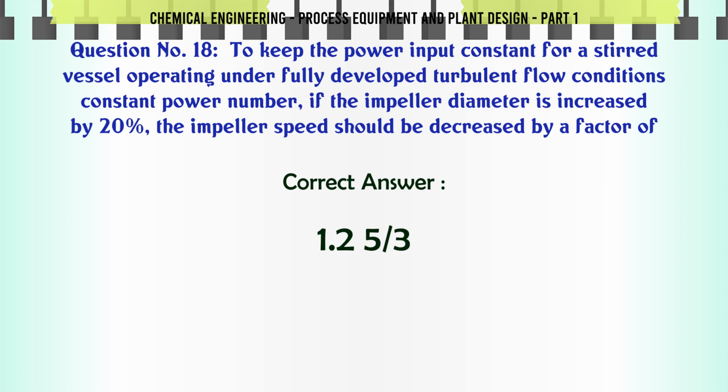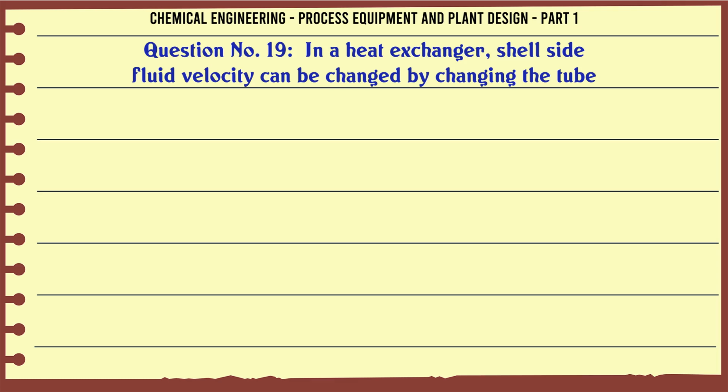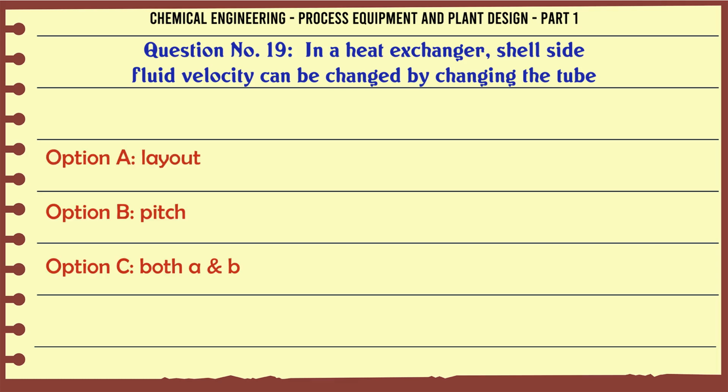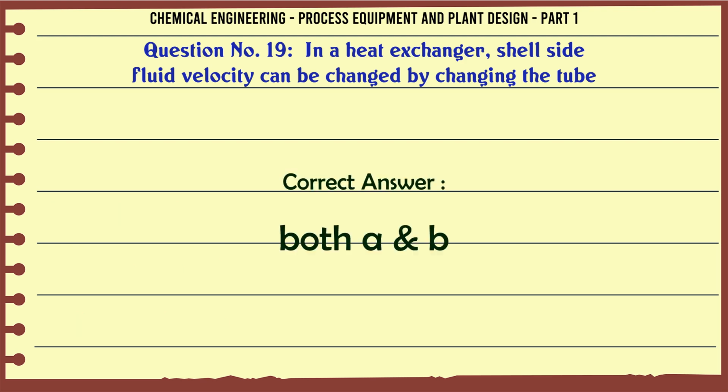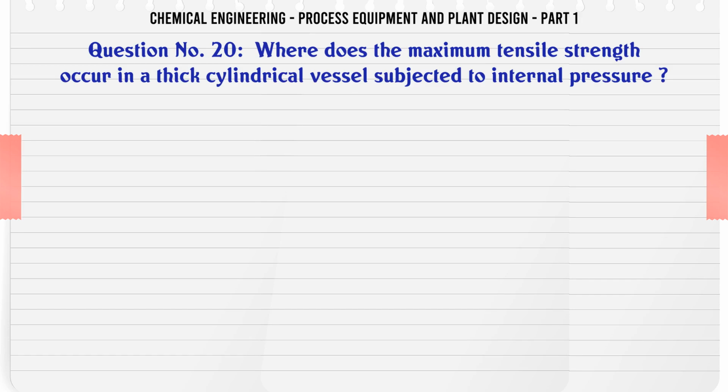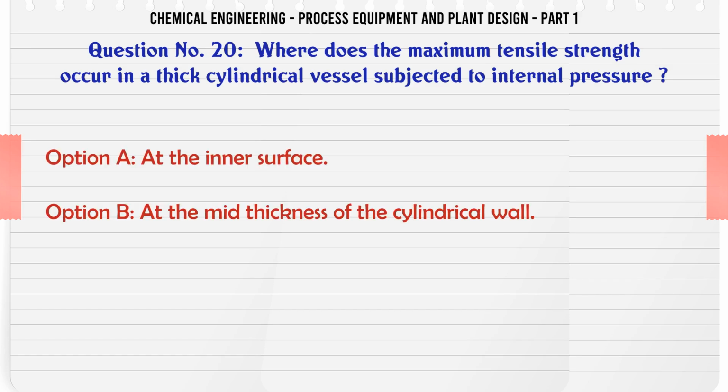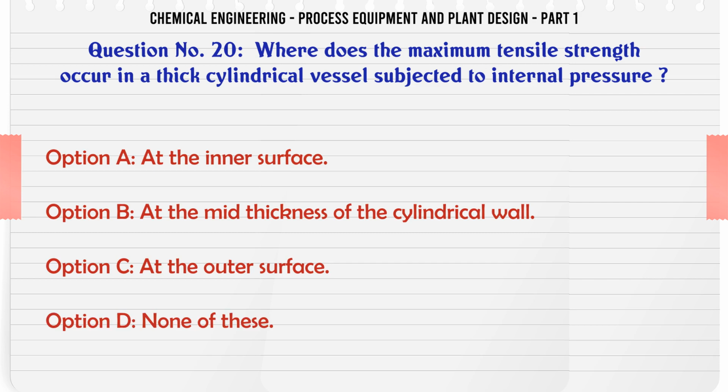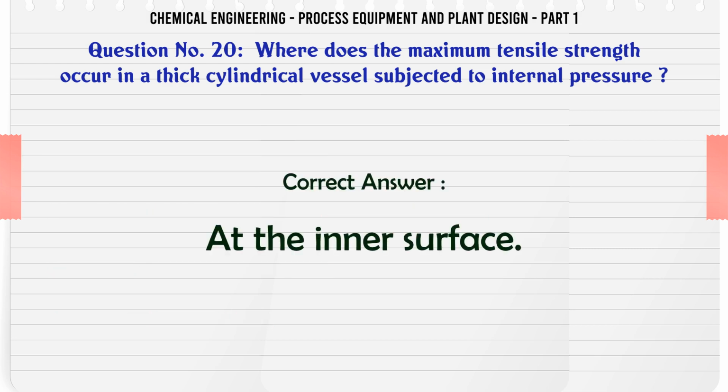In a heat exchanger, shell side fluid velocity can be changed by changing the tube A. layout, B. pitch, C. both A and B, D. neither A nor B. The correct answer is both A and B. Where does the maximum tensile strength occur in a thick cylindrical vessel subjected to internal pressure? A. At the inner surface, B. at the mid-thickness of the cylindrical wall, C. at the outer surface, D. none of these. The correct answer is at the inner surface.